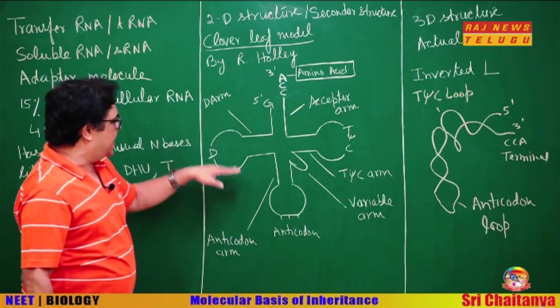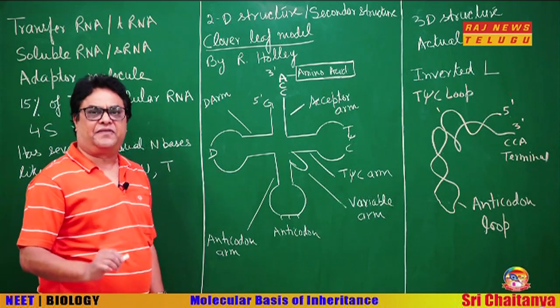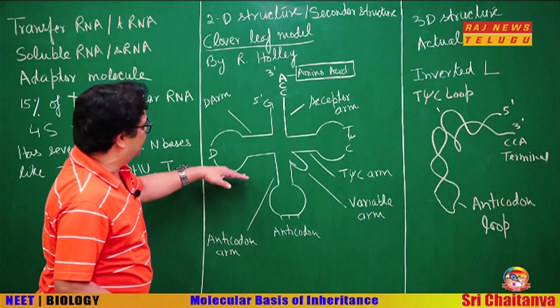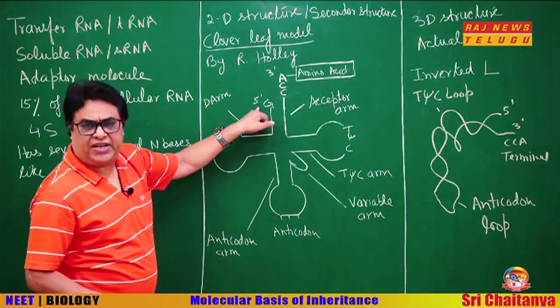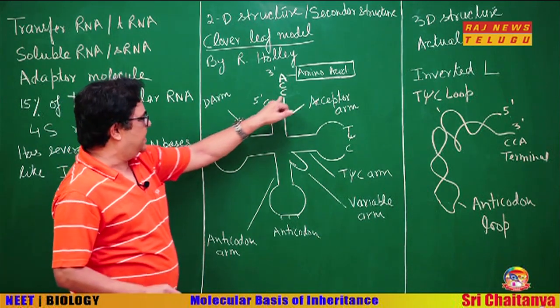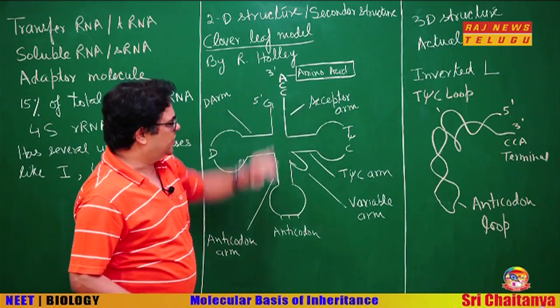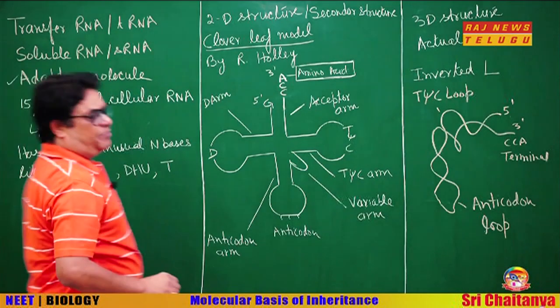Then there is a D arm or DHU arm. This arm is required for the recognition of the specific enzyme during the translation process. Okay, and it always ends with G at the 5' end, and at the 3' end there is unpaired CCA. Okay, so now as you can see, it is also called as adapter molecule.